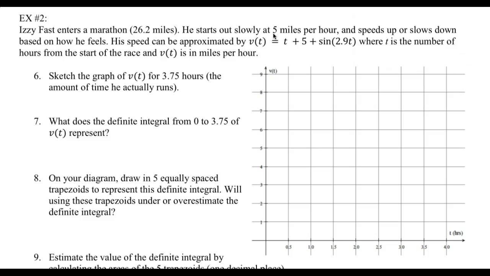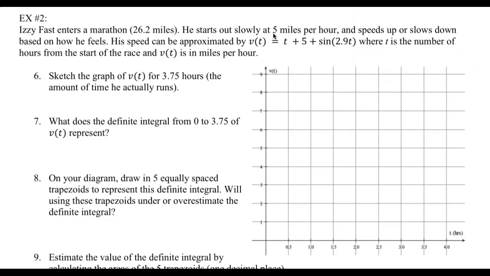So here's Izzy Fast. Izzy Fast is running a marathon, and they are speeding up and slowing down based on the time. Starts off going 5 miles per hour and speeds up and slows down based on how he feels. I want to sketch the graph that they've given me here, drawing it from 0 to 4 seconds-ish.